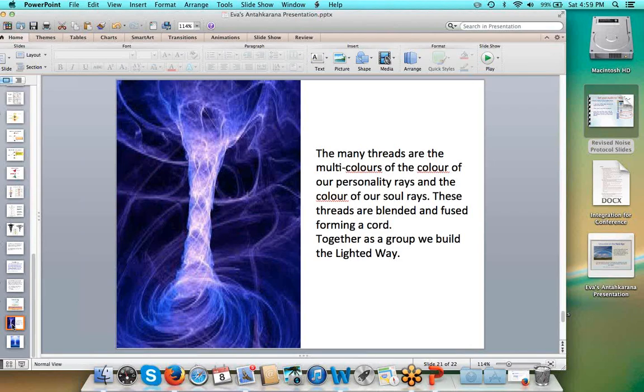And is it helpful to keep those colors in mind in meditation if we're trying to build the Antahkarana? If you're working on building the Antahkarana, then yes. But if you're working on a different part of your meditation, then you're working on a different part of your meditation. Okay, great. Thank you so much. Okay. Anybody else?